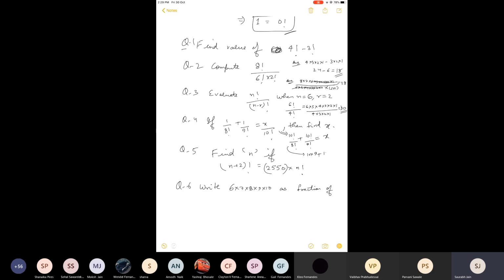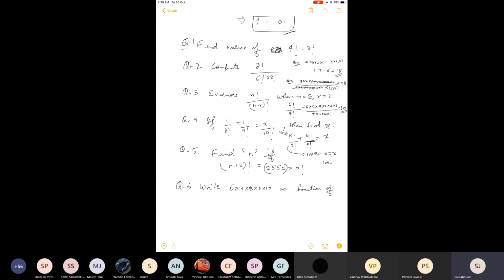Write it in a short way. What is the sense of writing everything? What is the purpose of writing 10 into 9 into so on to 1? Then in the denominator, you will write 9 into 8 into so on to 1. That will be cancelled. So just write the remaining part and that is your answer.